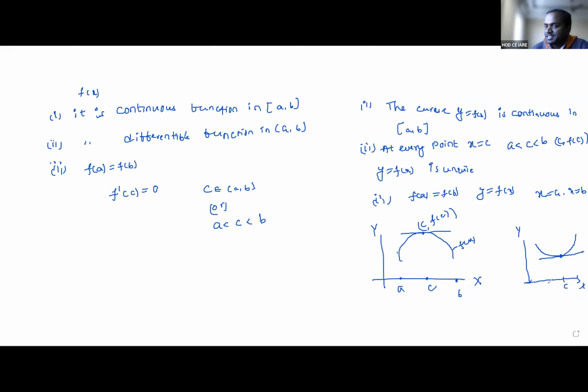This point is C, between A and B. And the second point is f of A and f of B. This point is f of A and this point is f of B. Both are equal, meaning they have the same height or same depth, at the coordinates x is equal to A and x is equal to B. And this tangent line is parallel to the x-axis. Are you clear, ma'am? Any doubt in this?